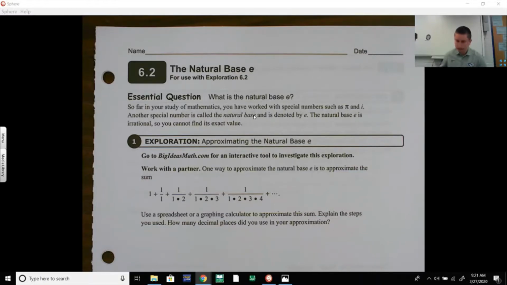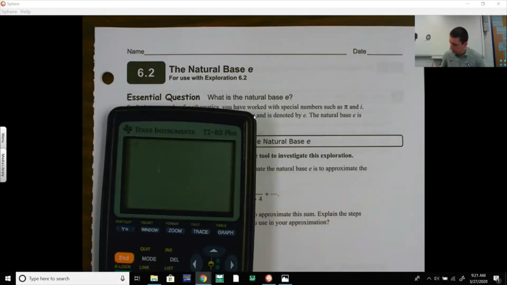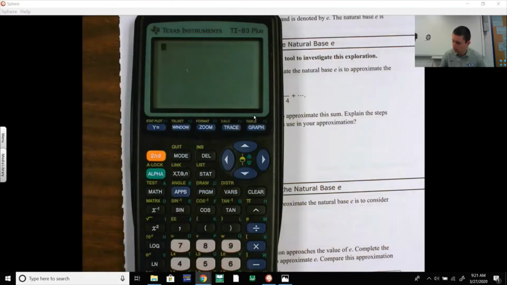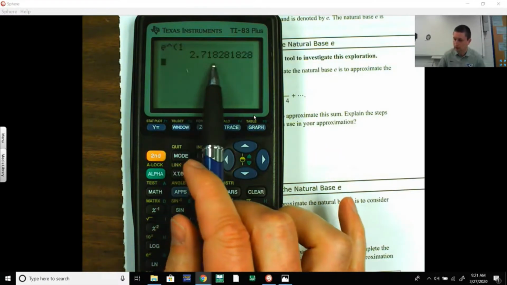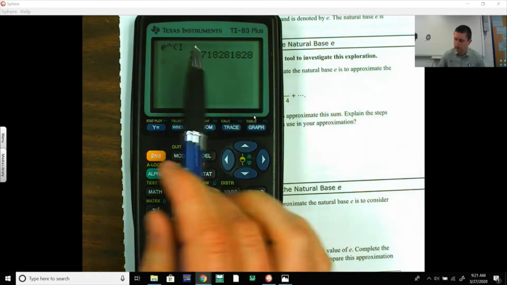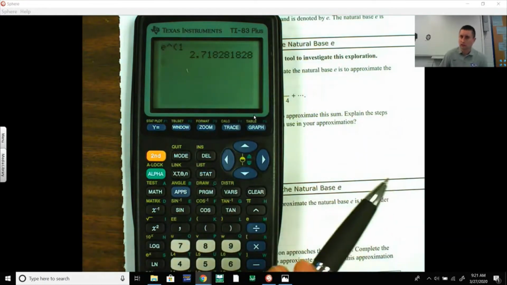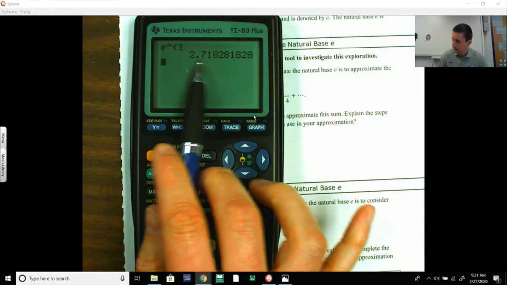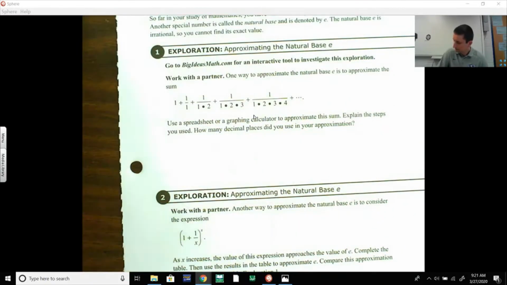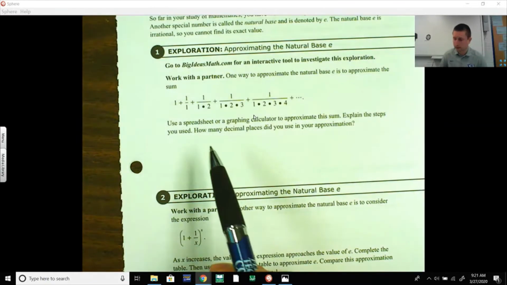So e is on your calculator. If you look right above the LN button, you see an e to the x. So if I go second and press that, if I go just to the first power, you see that e is 2.718281828. It looks like it repeats, but it does not. The numbers after that last 8 are different. So about 2.718 is the approximation for e. There's lots of different formulas, lots of different ways to find it.